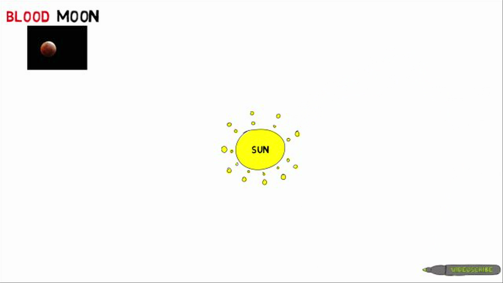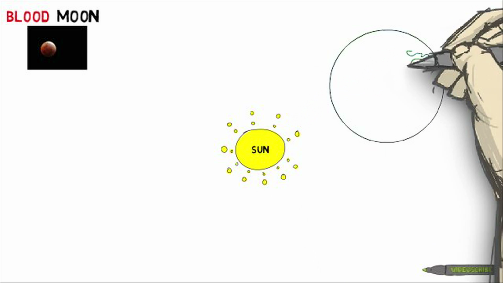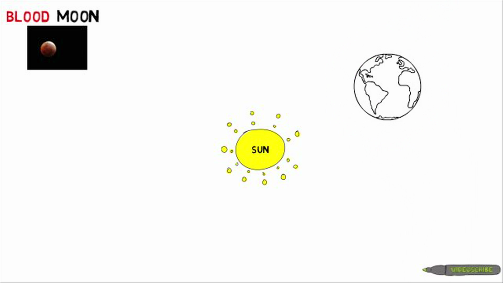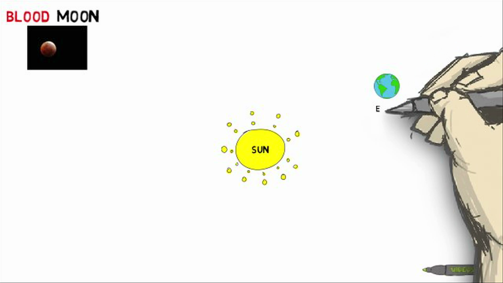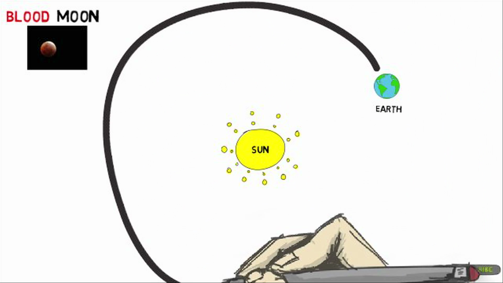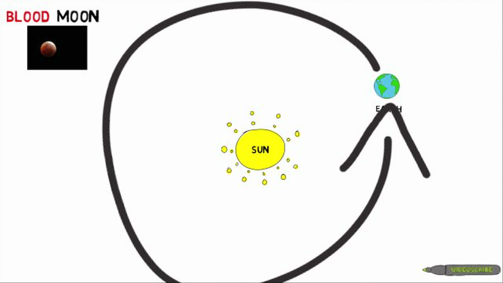Here's the sun, and as you know, planet Earth, which is where we live, is around the sun, and it's a lot smaller than the sun. Earth rotates or goes around the sun. I'm going to show you here. There you go. It goes around the sun, and that's 1 year. One rotation is 1 year.